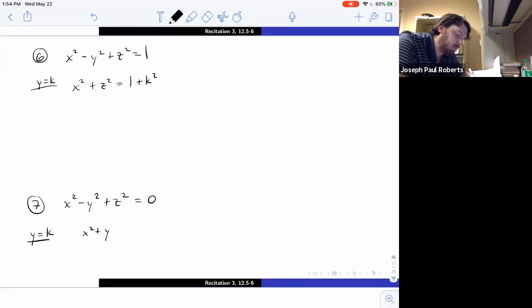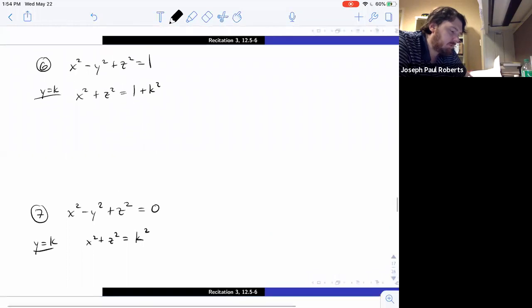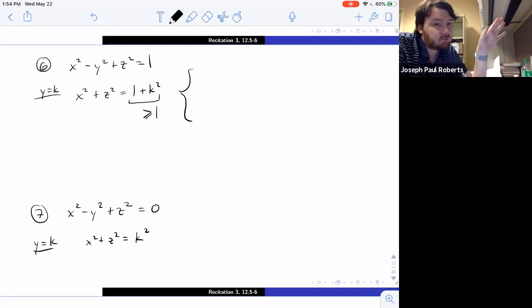So again, if y is k, for equation 7, I get that x squared plus z squared is k squared. And then for equation 8, that's going to be x squared plus z squared equals k squared minus 1. And so now we just have to figure out, okay, what happens for different values of k? And so I put the simplest situation first, that 1 plus k squared is always at least 1, right? Because k squared is never negative. It's 0 when k is 0, but it's never negative.